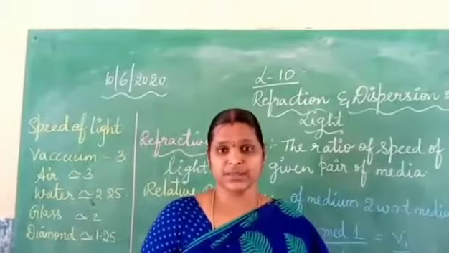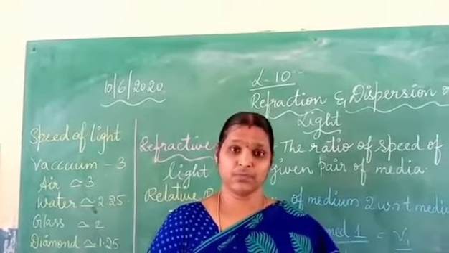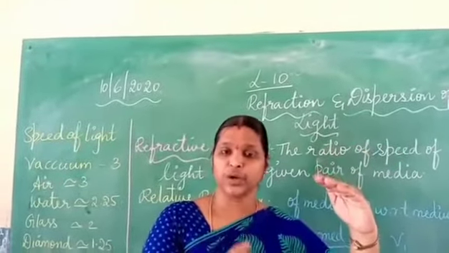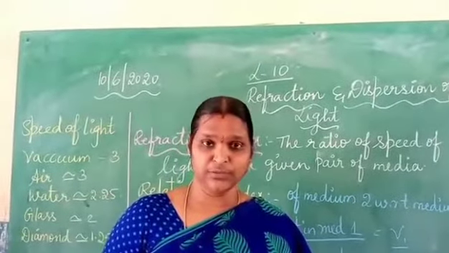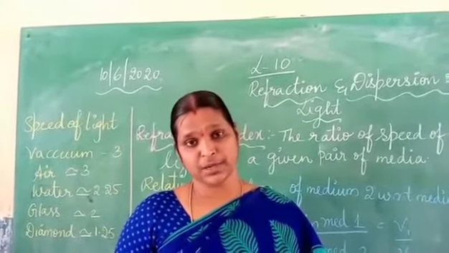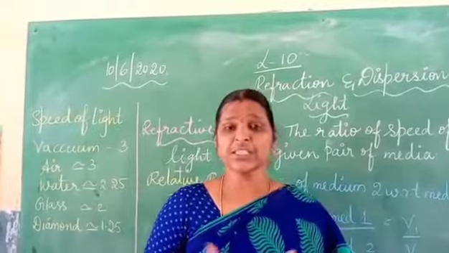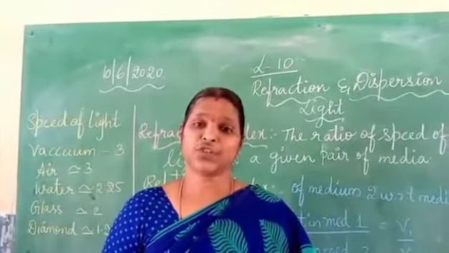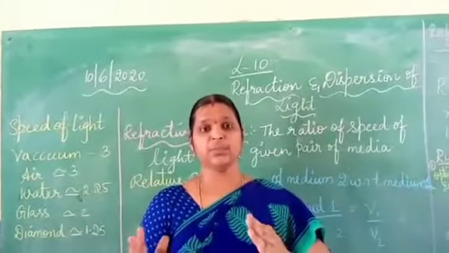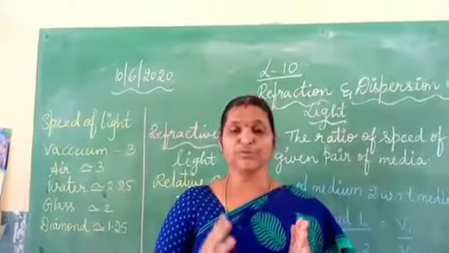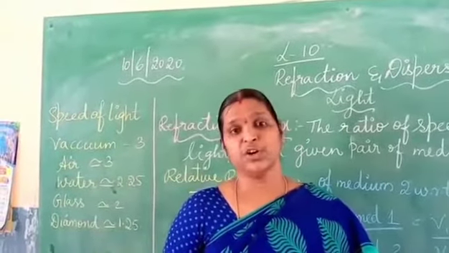So in yesterday's class we discussed refraction. The bending of light rays when it is traveling from one medium to another medium is called refraction. And what is the cause for this refraction? It is the change in the speed of light. So when the light is traveling from one medium to another medium, definitely there will be bending of light rays. That is because of the change in the speed of light.